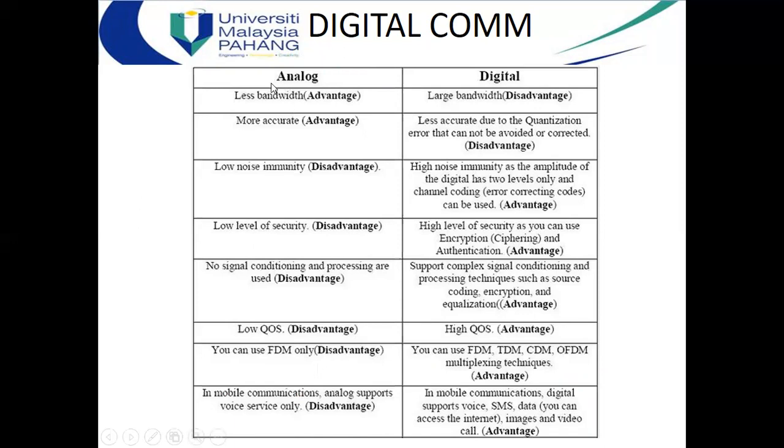Here, bandwidth requirement in analog is less, whereas for digital it is much more than analog. Analog is more accurate because there is no intermediate pre-processing of the signal, and all the available analog signals can be used as they are. Whereas digital is a little less accurate due to the conversion of the analog signal to digital first, prior to use for communication or transmission. But noise immunity is much better in digital compared to analog. The security level is also higher, because we can use encryption, authentication, etc.